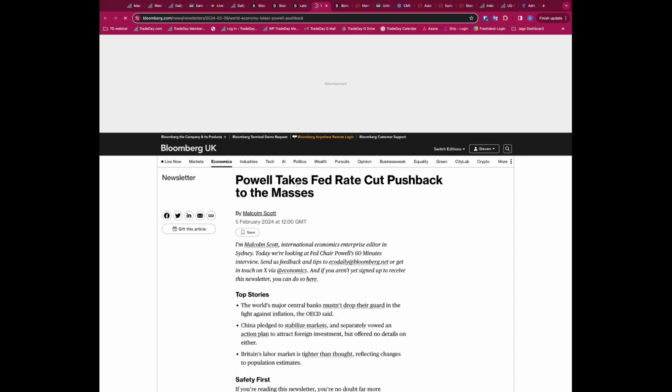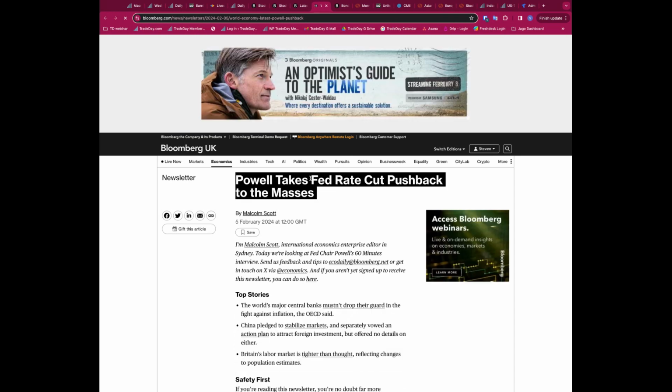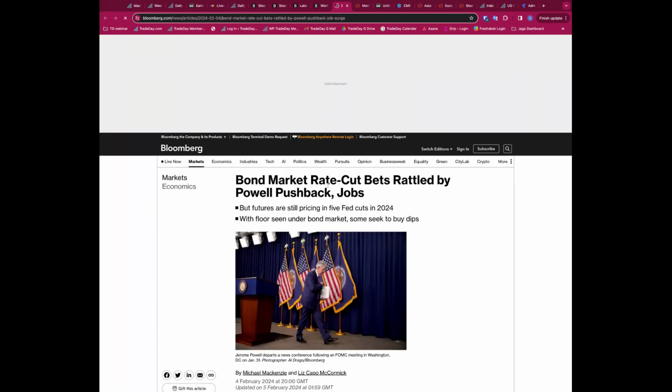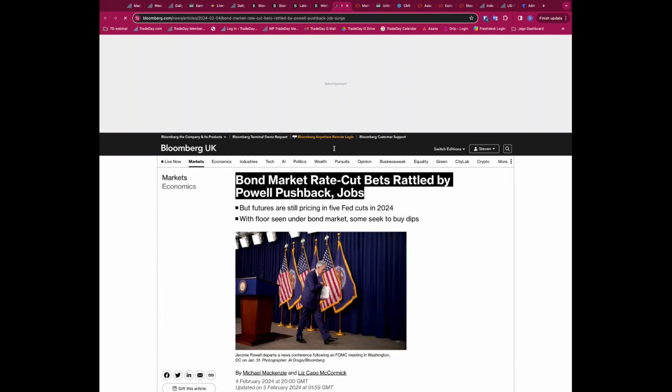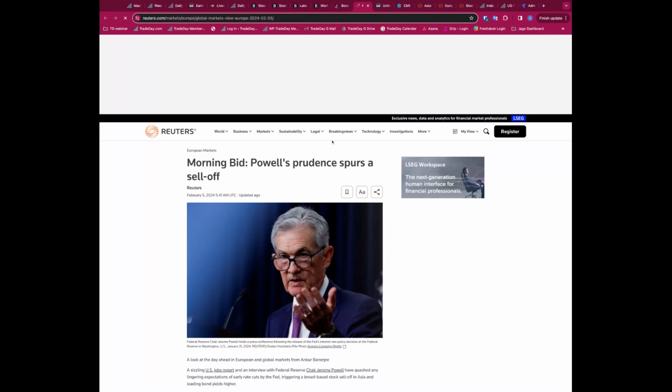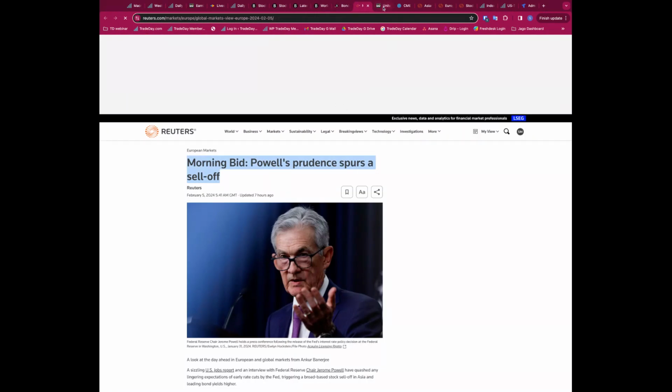So oil is down. Powell takes Fed cut pushback to the masses, that's the TV interview, obviously being on 60 Minutes. Bond market rate cut bets rattled by Powell pushback, that's all the same stuff. Morning Bid from Reuters: Powell prudence spurs a sell-off in bonds. Not too bad in equities though.